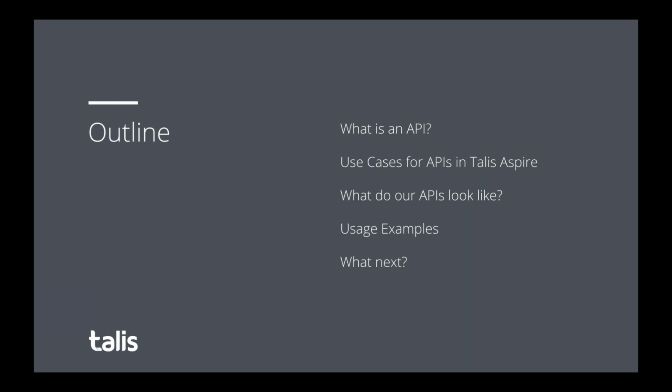So the outline of this webinar is as follows. First of all, what is an API? Then we're going to look at some of the use cases for the APIs in Talis Aspire. We're going to look at what our APIs actually look like. We're going to go through a few simple usage examples, and then we're going to talk about what's next. Where do you go from here? How do you actually start using the Talis Aspire APIs in your own systems?